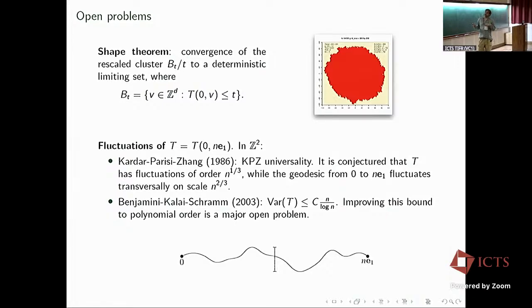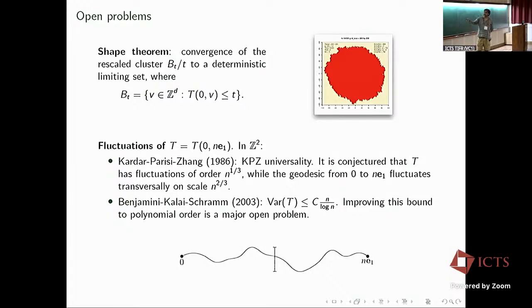Another open problem is about fluctuations of T, where T is the travel time. Imagine this is the origin, then you have a point at some distance here. It could be in any direction in space. Let's think horizontally. So T is the effective travel time that I need to go along the fastest path, the geodesic. And it's believed to belong to the KPZ universality conjecture from Kardar, Parisi and Zhang, in the sense that it fluctuates around its mean with order n^{1/3}. And the geodesic itself, the path itself, will also fluctuate transversely, vertically, on scale n^{2/3}. So these are all conjectures, big open problems.